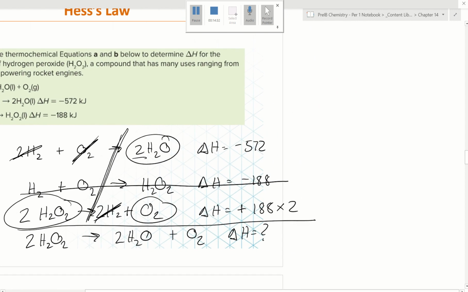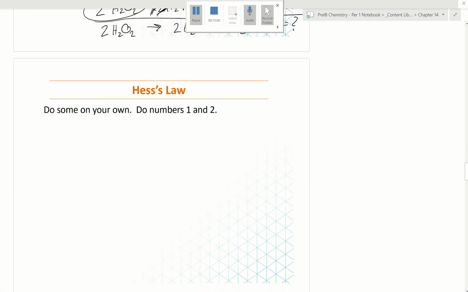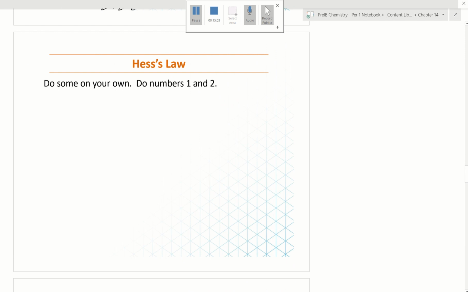So now I just have to add all this together. I have negative 572 plus 188 times 2. So when I solve that, negative 572 plus 376, I get negative 196 kilojoules as my answer. All right, so that's how you solve a Hess's Law problem. So now you can do numbers 1 and 2 on your own on the worksheet. So go ahead and pause the video and do that now.